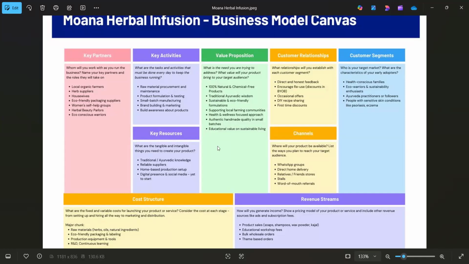Then key partners: local organic farmers, from whom we procure certain products. Herb suppliers, whatever herbs we use in our products, we have to have a partnership with them. Housewives, who look into those WhatsApp groups and do the publicity or word-of-mouth referral. Then eco-friendly packaging suppliers. We try to supply with minimal logistics.